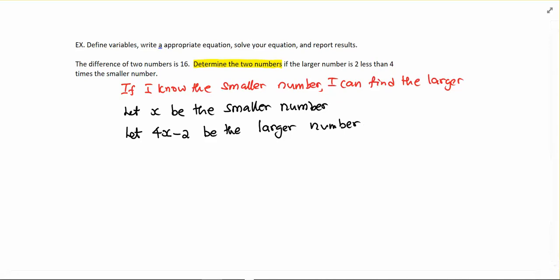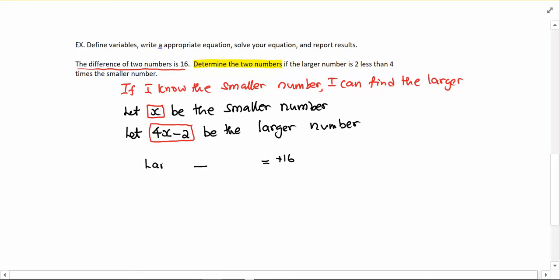Now remember that this whole thing is the larger number, not any part of it. This is the smaller number. Right? And so then go back to the part here. The difference of the two numbers is 16. So the difference, so that means, now you've got to think a little bit. That's a plus 16, right? So this is a plus 16. Difference is subtraction. So the larger one must go here. The smaller one must go here, right? In order for it to be positive. Now, if that had been negative 16, you just switch the order right there. But in this case, it's positive 16.